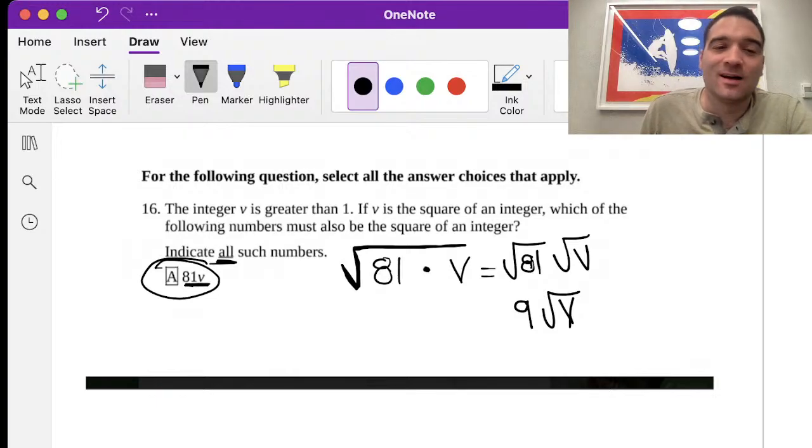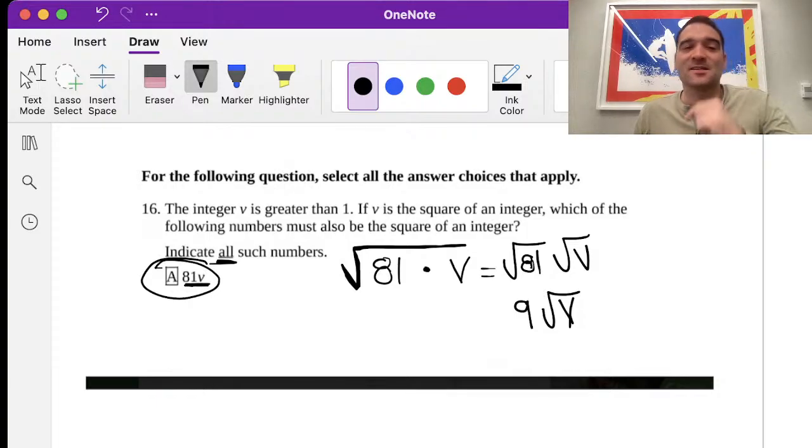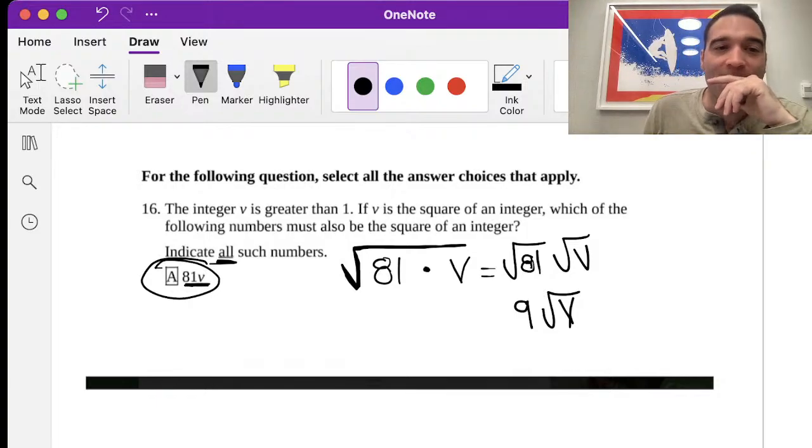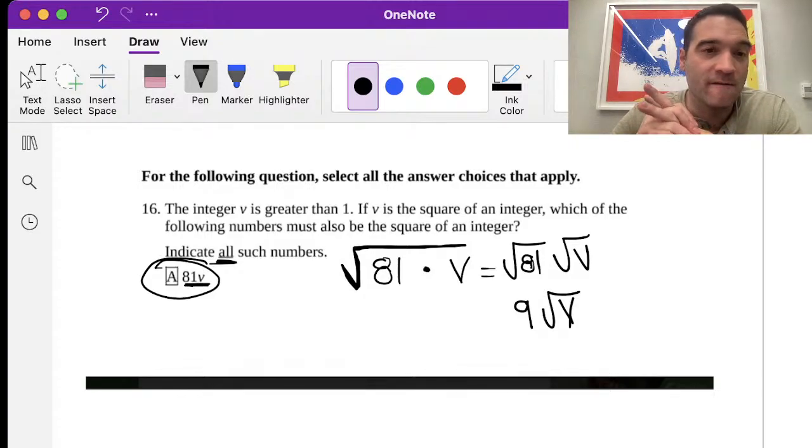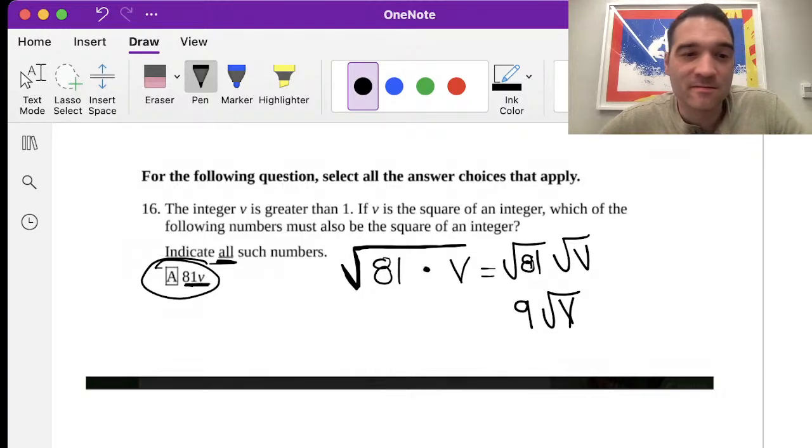All right, now, I think the best way to go about this, aside from quadratic factoring, which we can explore in a minute, would be to test some numbers. And we'd start with the smallest possible value of v. What is the smallest possible value of v?